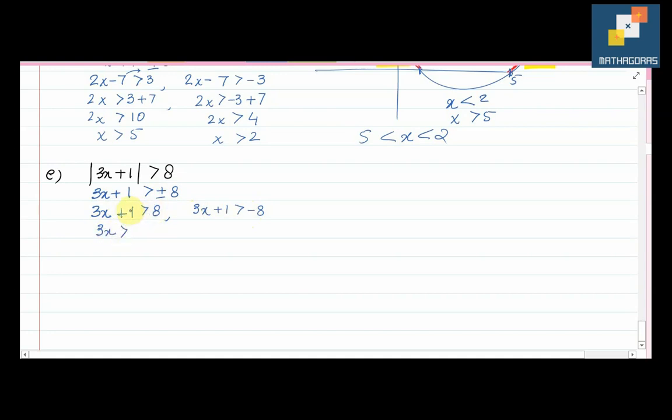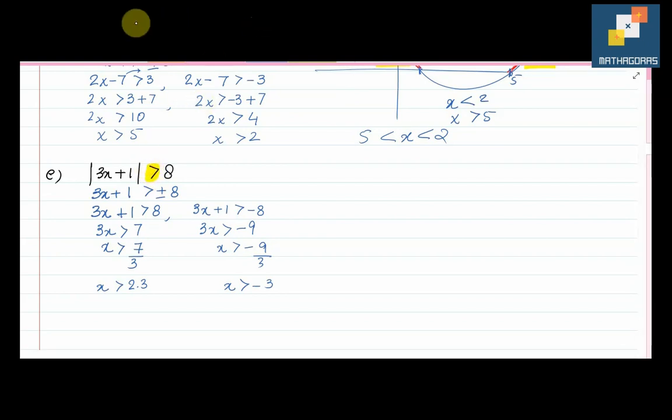3x greater than 8 minus 1, 7. 3x greater than minus 8 minus 1, minus 9. X greater than 7 divided by 3, and x greater than minus 9 divided by 3. So 7 divided by 3 is 2.3. So x should be greater than 2.3 and x should be greater than -3. Now we are looking for the values that lie outside the curve, right? Remember, outside the curve.